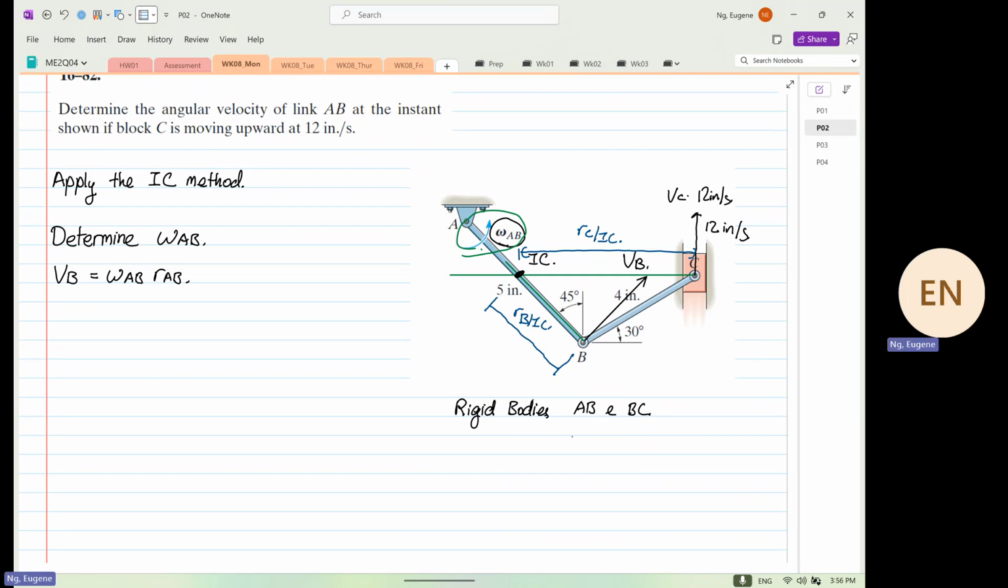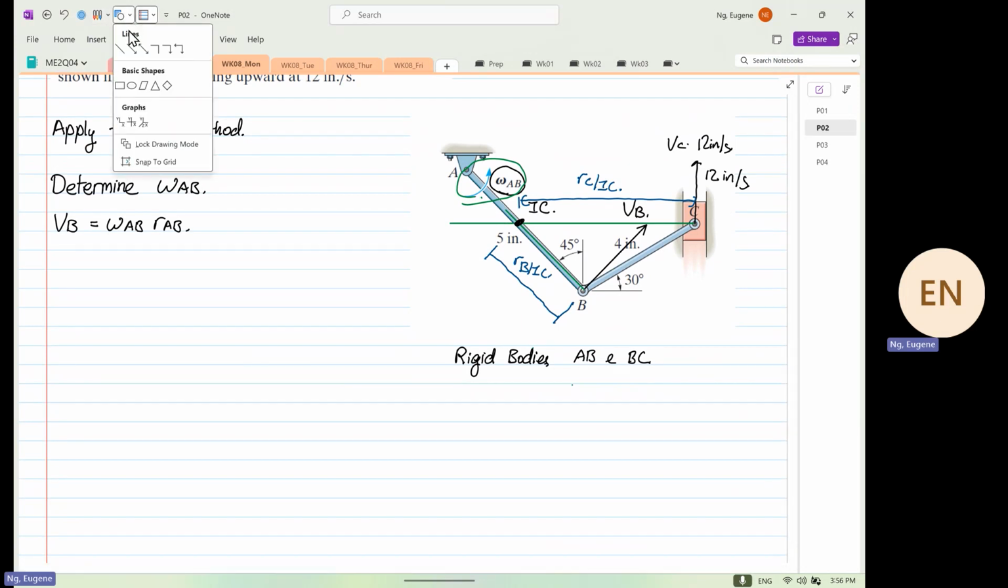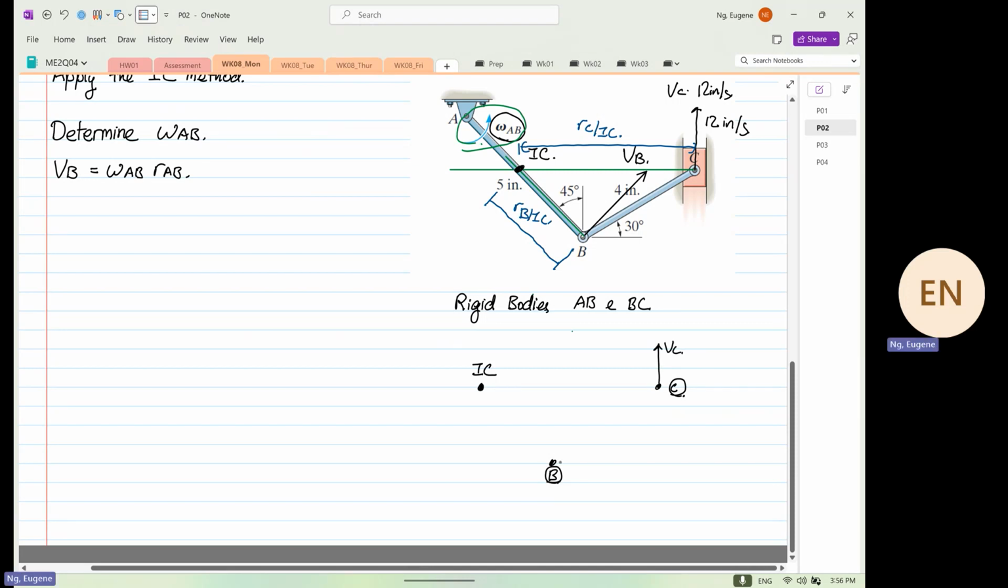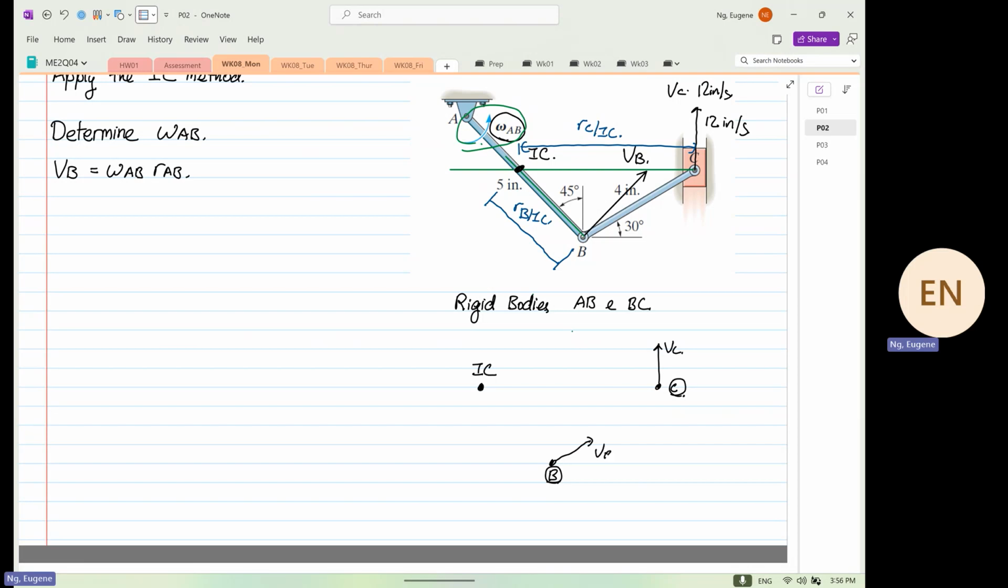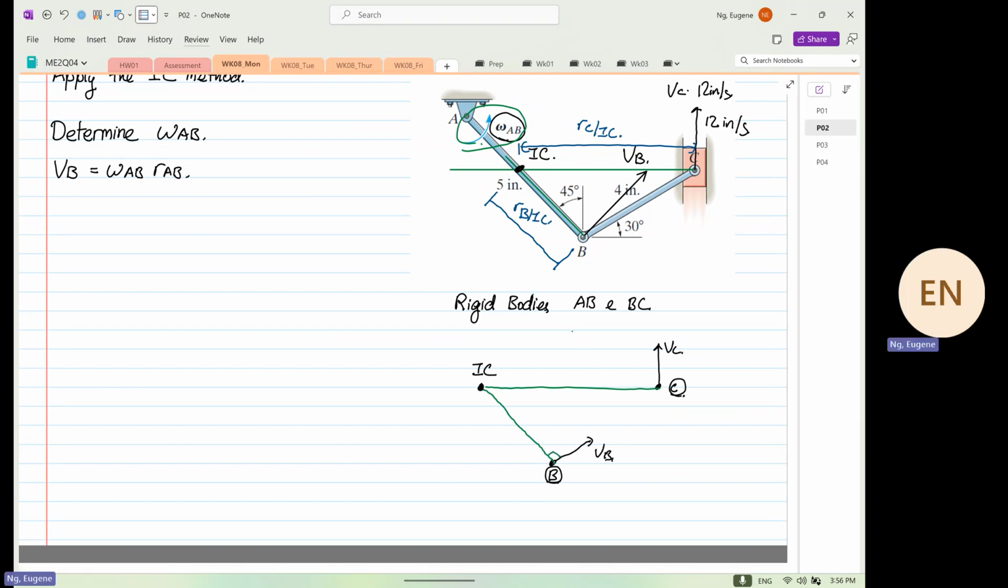However, when you apply the instantaneous center concept, I want you to watch this. I'm going to draw. So this is my IC. Over here is my point C, and down here is my point B. These are all our velocity vectors. This is our VC, and this over here is our VB. And this and this are our 90 degree lines.